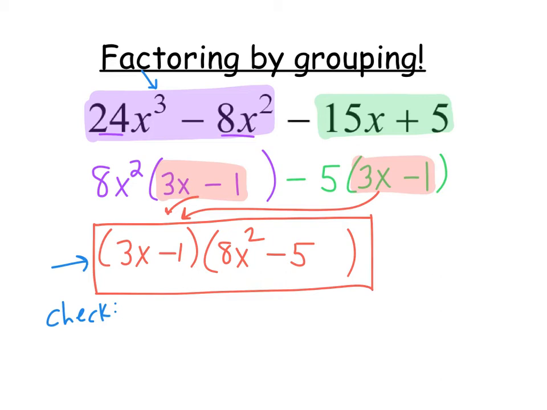So do the FOIL process. The 3x times 8x squared, there's your 24x cubed. The 3x times minus 5. The minus 1 times 8x squared. And then the minus 1 times the minus 5. Compare that to the original expression. It's not in the exact same order, but it's still equivalent. So that's the way to check it.